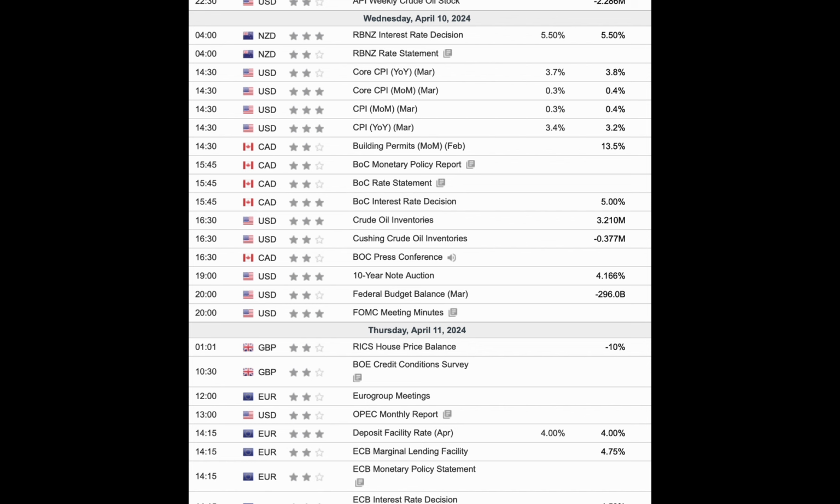On Wednesday, we also have core CPI and CPI year on year and month on month for the US dollar, which will definitely bring a lot of volatility. So the market will definitely be awaiting this news release, and therefore Wednesday is probably the earliest we can expect some major moves to come in the market, and hopefully they will provide us with some opportunities for the upcoming days.